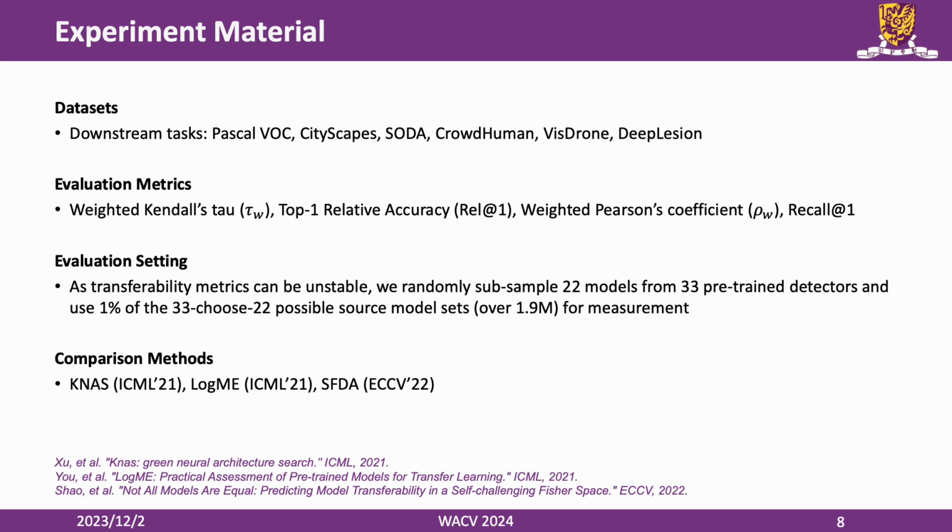Then we come to the experiment section. Here are our experimental materials. For the datasets, we adopt 6 downstream tasks, and for the evaluation metrics, we employ weighted Kendall tau, top-1 relative accuracy, weighted Pearson coefficient, and top-1 recall. As the transferability metrics can be unstable, we randomly sample 22 models from the 33 pre-trained detectors and use 1% of the 33-choose-22 possible source model sets for measurement. Our comparison methods are from previous SOTA conferences.